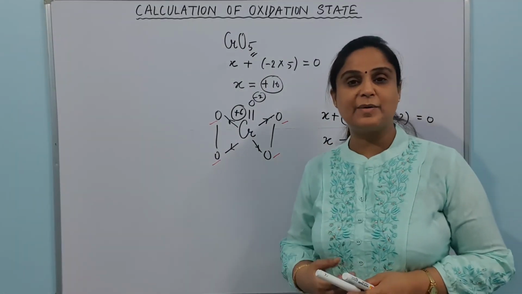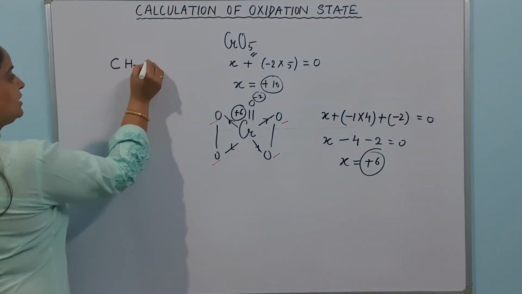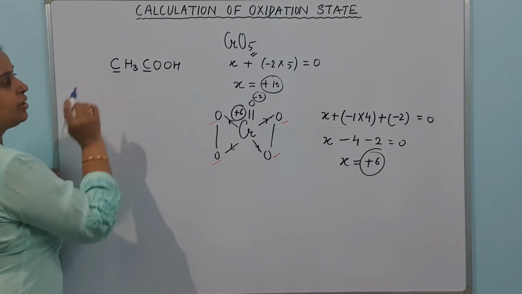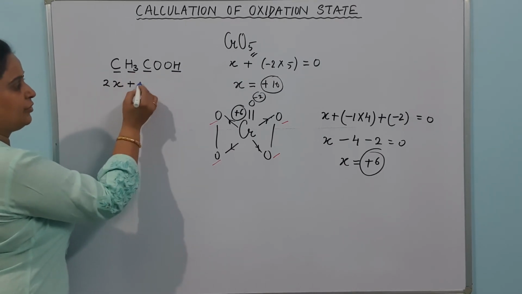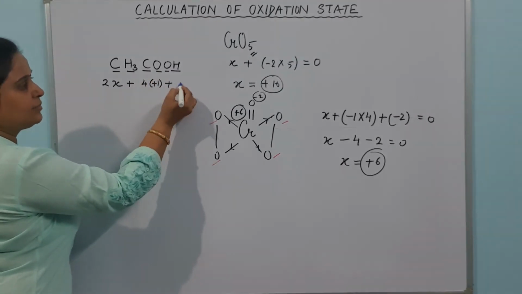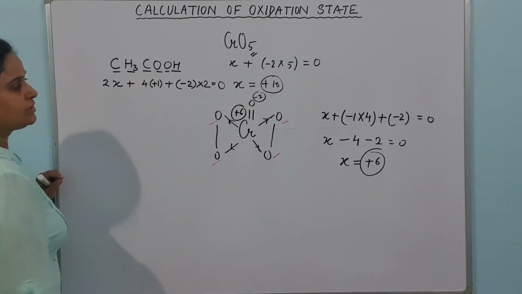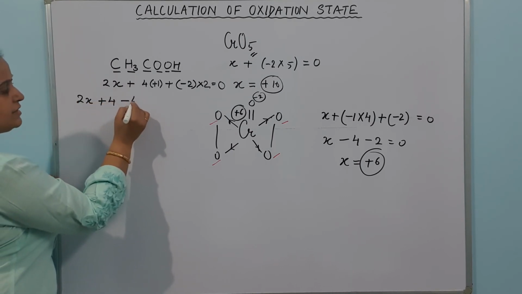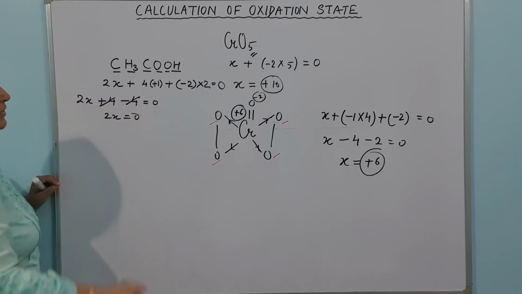So let's take one more example, and the last one also. So here I am having the example of CH3COOH. If I take this example, I can calculate the carbon oxidation state like 2x plus 3 plus 1, 4, that is 4 hydrogens with oxidation state plus 1. How many oxygens are there? -2 multiplied with 2. Total charge on the molecule 0. So what is the oxidation state? 2x plus 4 minus 4, that is 0. It becomes 2x equals 0.